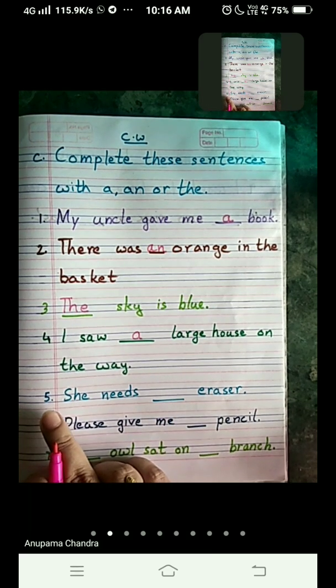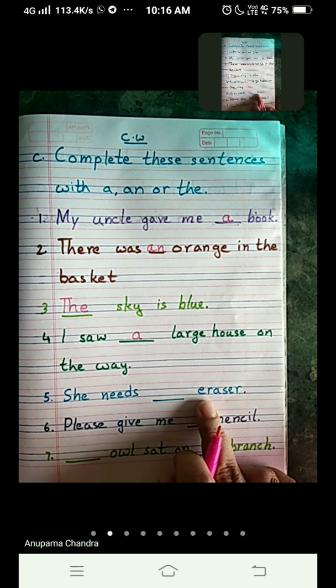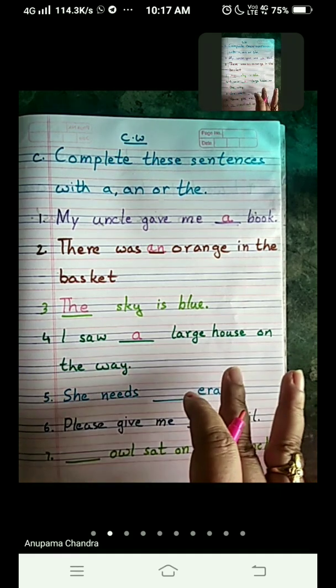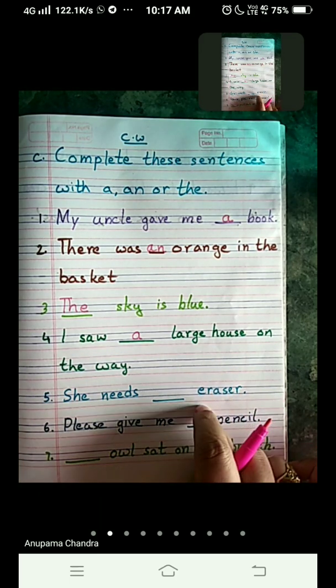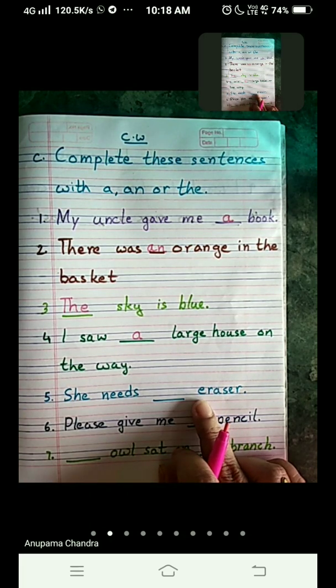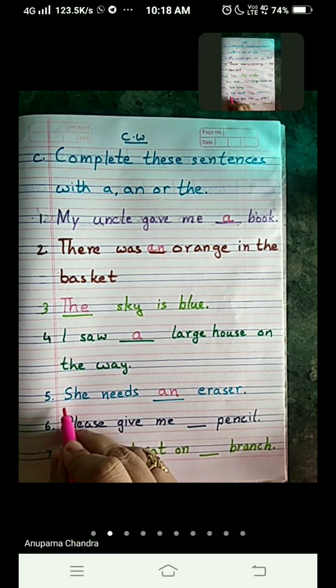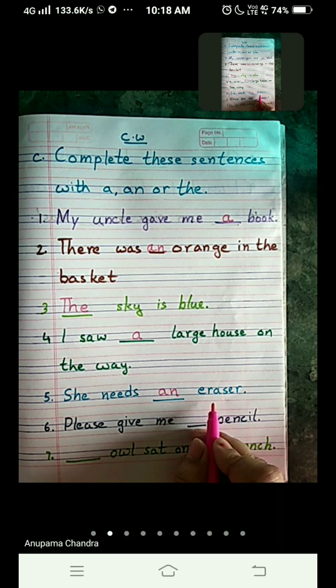Come to the fifth one. She needs dash eraser. Now the word here before which we have to write an article is eraser. And what is the first letter of eraser? E. Is it a consonant or a vowel? I repeat, what are the vowels? A, E, I, O, U. E is written here. So what are we going to write here? We are going to write here an. So as it is a vowel, we will write here an. She needs an eraser. Okay.